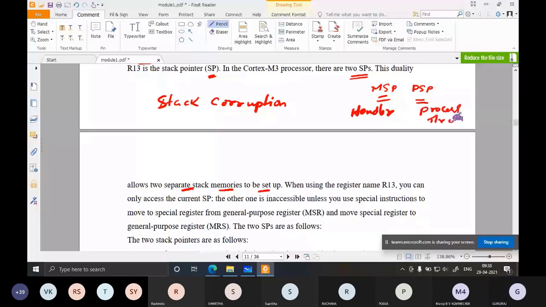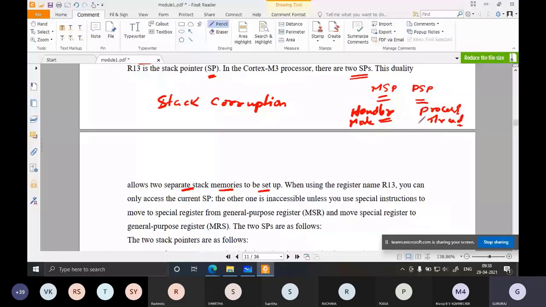See, this handler will be activated whenever an interrupt comes. So to process an interrupt, handler mode will be activated. In this handler mode, it will use the main stack pointer. And this PSP is used in the process or thread mode, wherein normal programs are running.